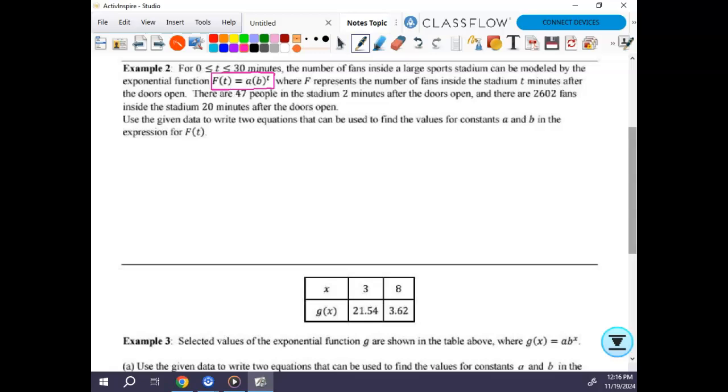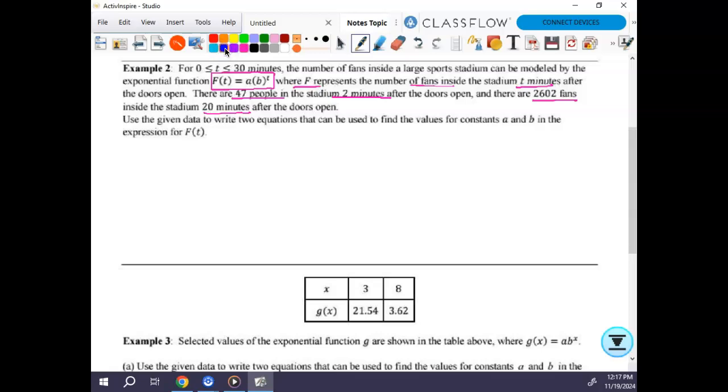Okay. So they give you the generic one. Now, not with 2-1 and 2-2 when you're doing the sequences, they don't give you that. But for the functions that we're actually doing, they tell you exactly what we're looking for. Then it says F represents the number of fans inside the stadium, T minutes after the doors open. There are 47 people in the stadium 2 minutes after the doors open. And there are 2,602 fans 20 minutes after the doors open.